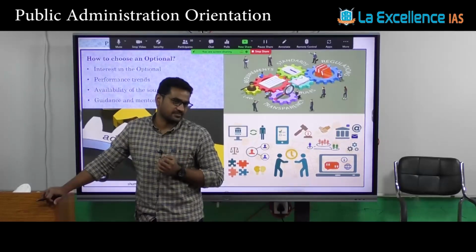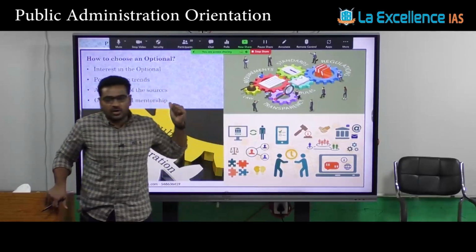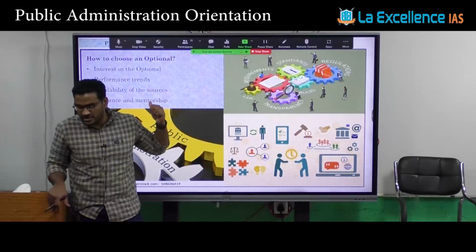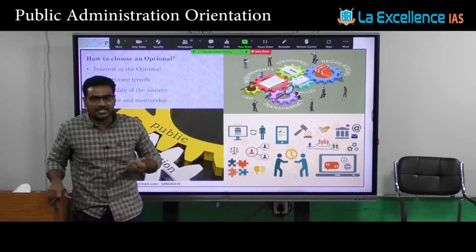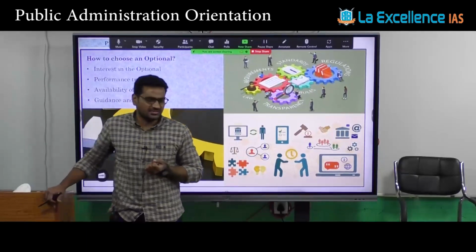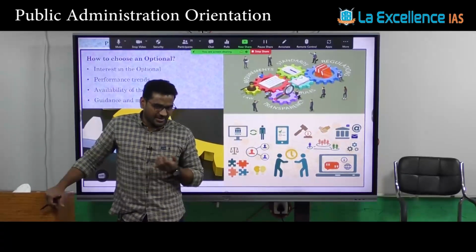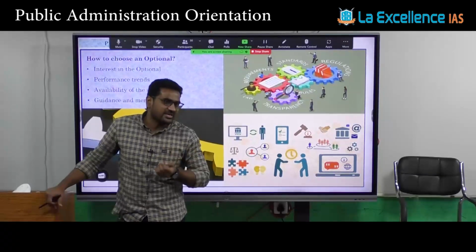So this is what performance trends is, one important thing which you people have to ask yourself. The third one is availability of the sources. Sources we need to find. At least to study something, we need a source, right?